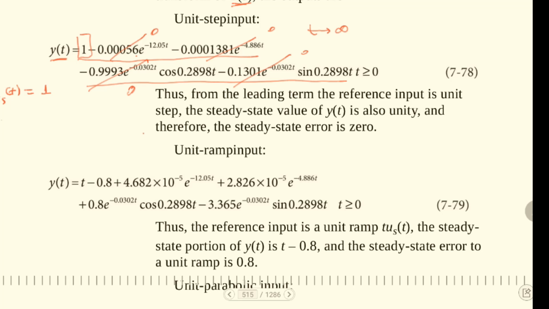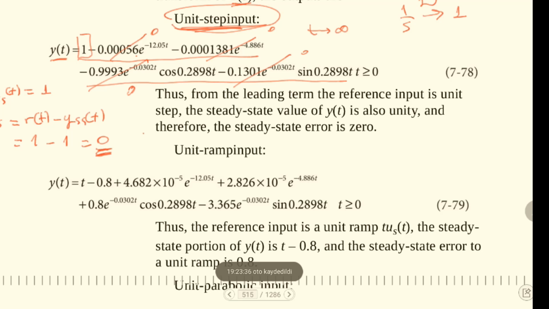What is the steady state error? It is r(t) minus y_ss, actually. What is r(t)? For this time response, the unit step input is 1 over s. What is the time equivalent of it? If we take the inverse Laplace, 1. 1 minus 1, we get 0. So for this system, for the unit step input, we get 0 steady state error.